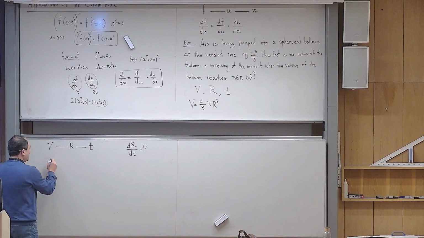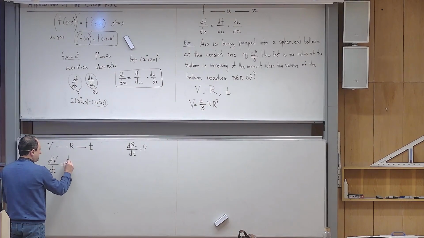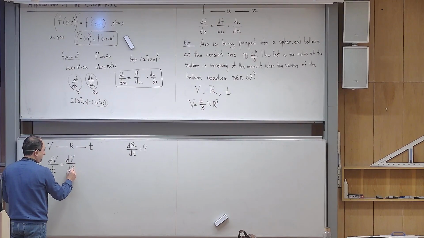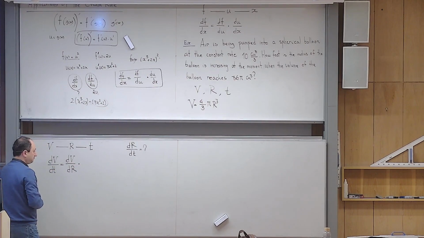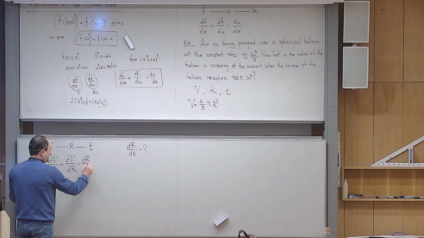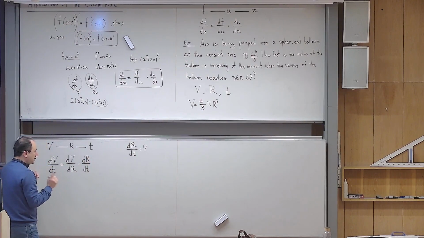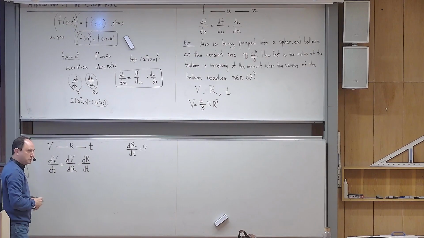I have one formula: dV dt, the rate at which the volume is changing over time, is equal to the rate at which the volume is changing with respect to the intermediate variable r, multiplied by, can you complete it? dr over dt. It's very easy to memorize because it seems like a fraction. You cancel them, you get this back.